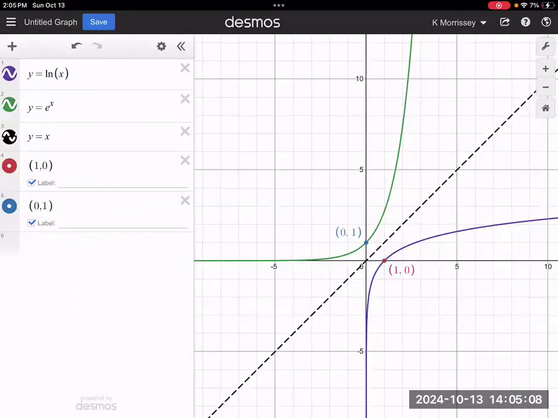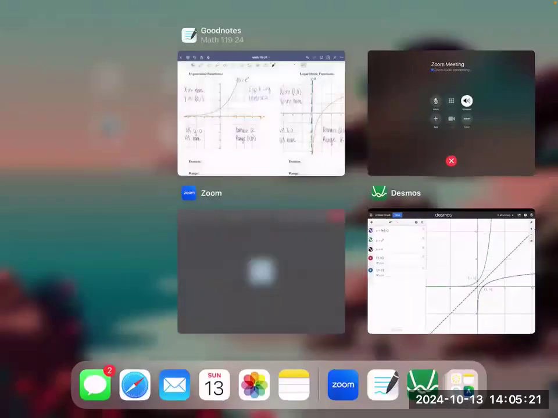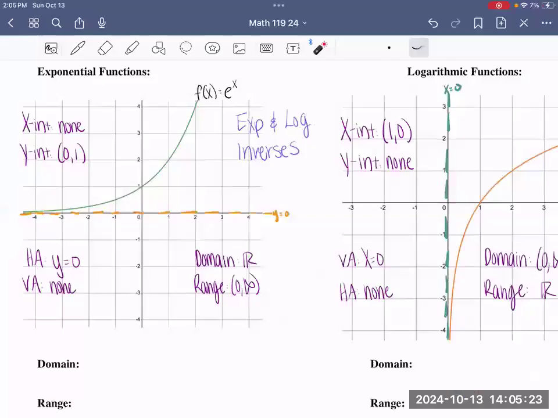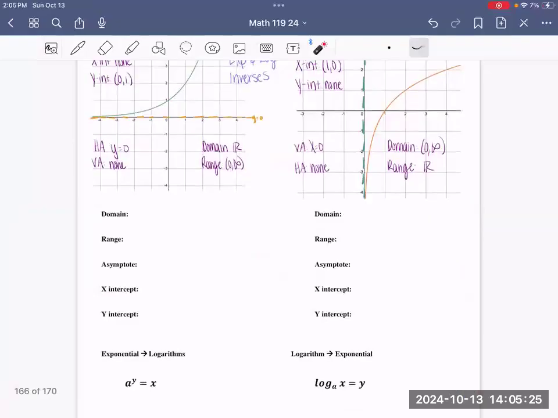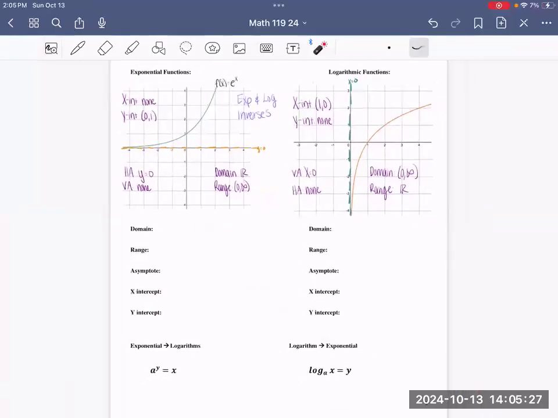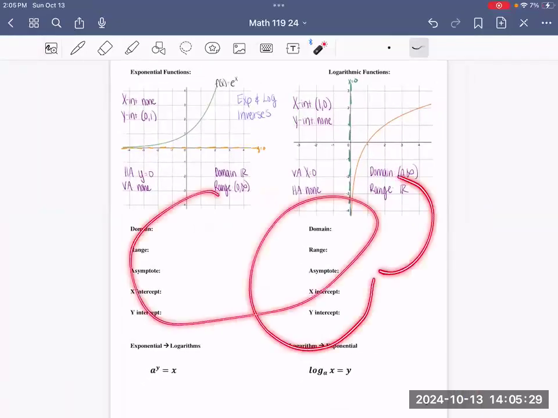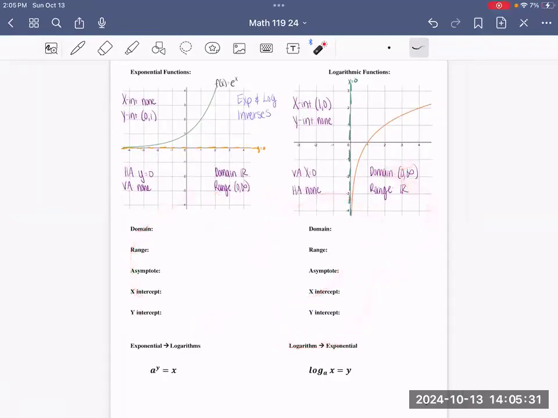You'll notice that the green line is your exponential, your purple is your logarithm, and they are just going to be flip-flopping those domains and ranges and all of those special features that we talked about, where we talked about your asymptotes and things. We have all of that information down below, as you can see here. I've just put it into your graph.